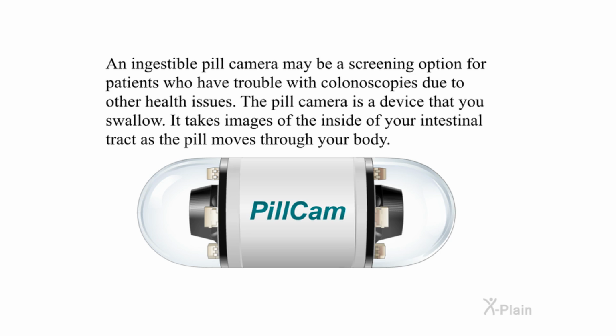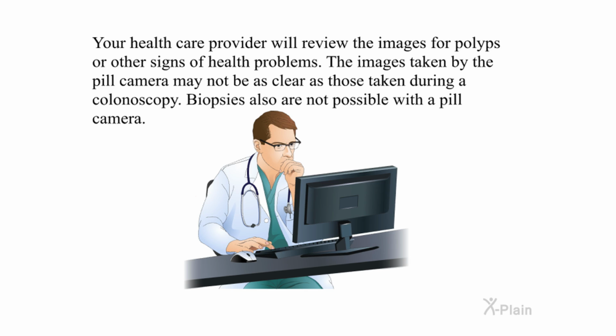An ingestible pill camera may be a screening option for patients who have trouble with colonoscopies due to other health issues. The pill camera is a device that you swallow. It takes images of the inside of your intestinal tract as the pill moves through your body. Your healthcare provider will review the images for polyps or other signs of health problems. The images taken by the pill camera may not be as clear as those taken during a colonoscopy. Biopsies are also not possible with a pill camera.